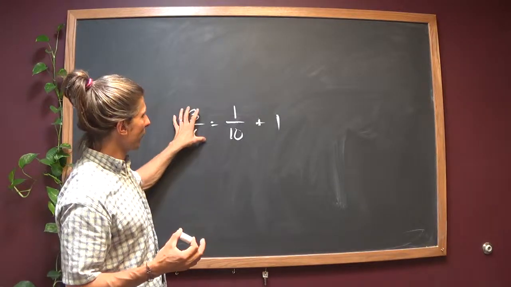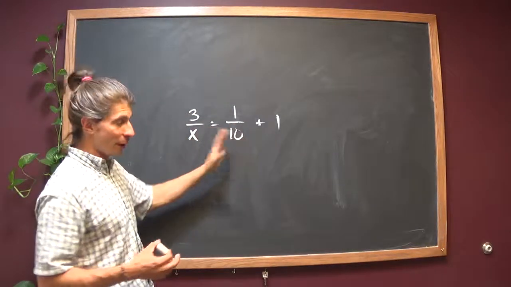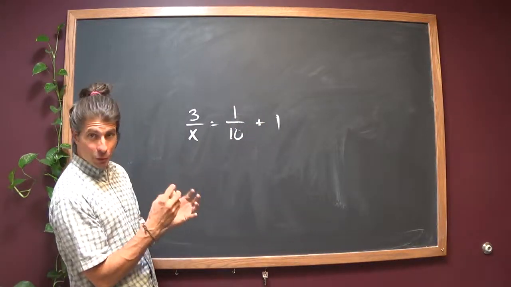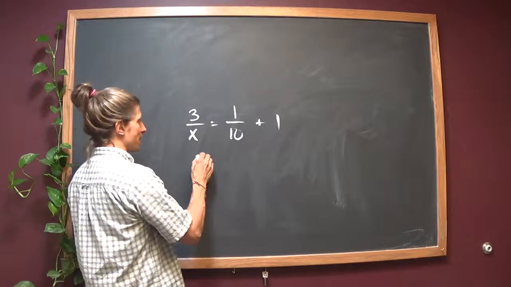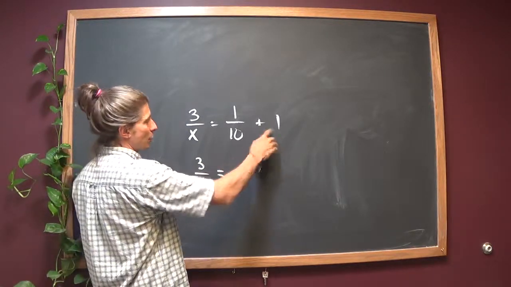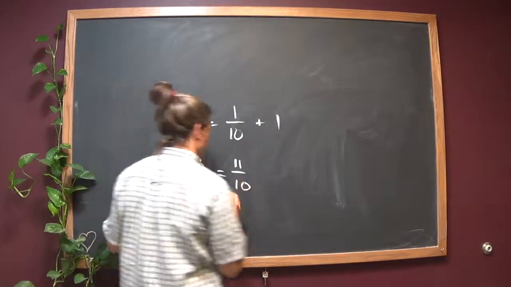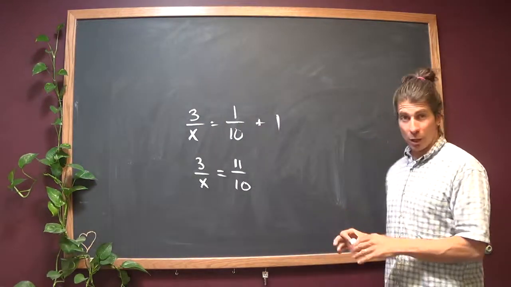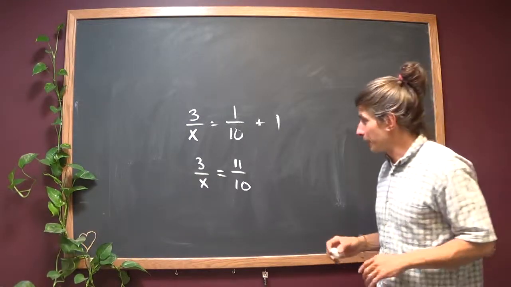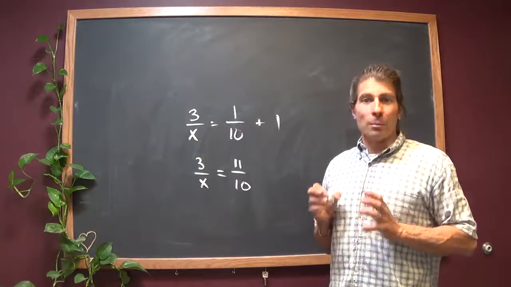A proportion is a fraction equaling a fraction, not a fraction equaling a fraction plus something. So if you rewrite this as a proportion, then it's legit. So rewriting this as a proportion would be 3 over x equals, that's 10 over 10, 11 over 10. So now you can go ahead and do whatever you want to do as far as cross multiplying or whatever you want to do. But I'm going to stick with the whole Lego methodology.